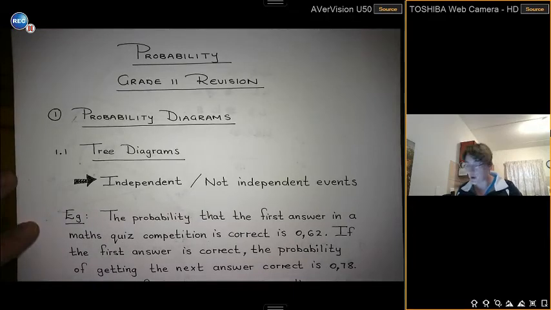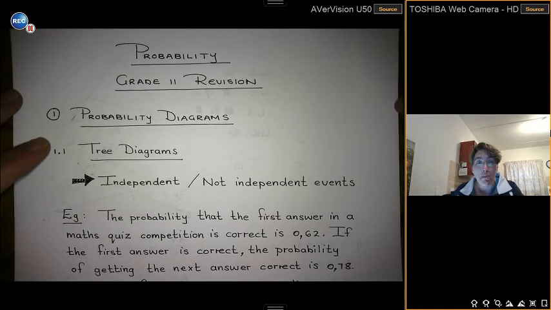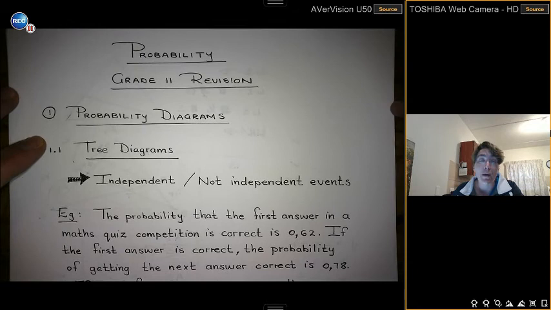Right, hello grade 12s. We are starting a brand new section today, and that section is probability. Please remember probability is going to be done in your paper 1 book because it is paper 1 content. Today we're going to look at grade 11 revision. The first section of the grade 11 revision is something called probability diagrams.